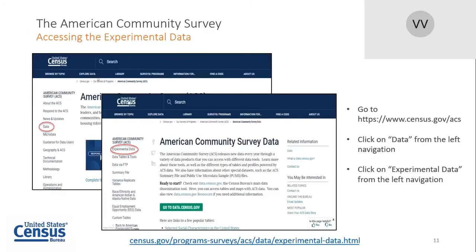All of the information about the experimental data release is located on our ACS experimental data webpage. You can find it by going to census.gov/ACS, clicking on data from the left navigation, and then clicking on experimental data again from the left navigation, as shown on this slide.